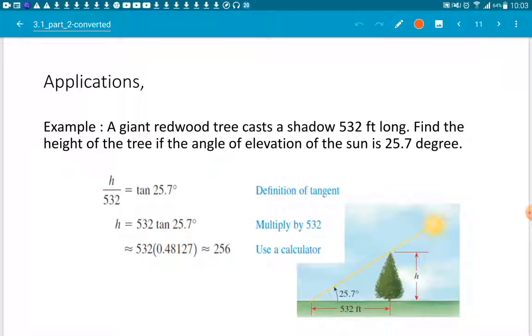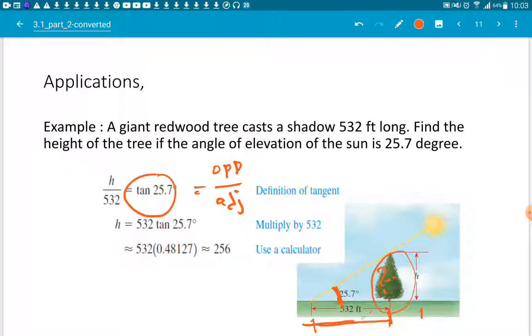Some applications. There is a shade; the sun makes a shade. This tree makes a shade with some length, and the angle of elevation is given. They need the height of this tree. Height is opposite, and this one is adjacent, so we use tan. Tan of the angle equals opposite over adjacent, and the opposite is the height itself. The adjacent is given. Of course, for an angle like that, you need a calculator to find the value. And that's the answer for this.